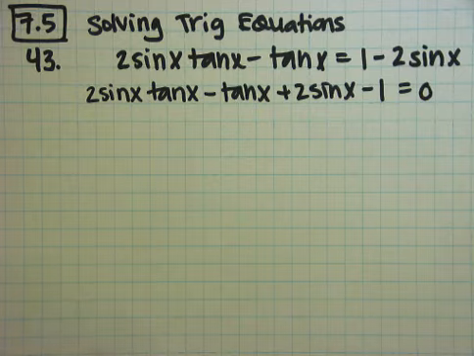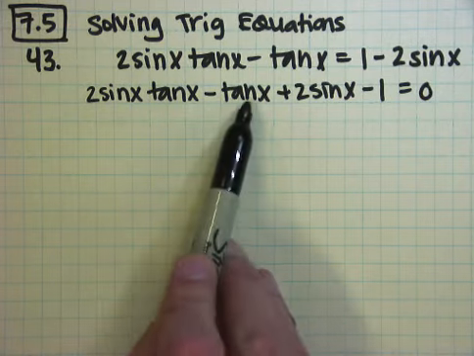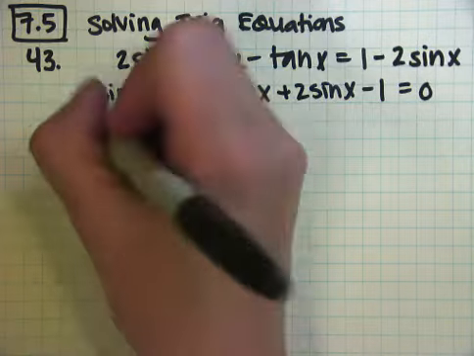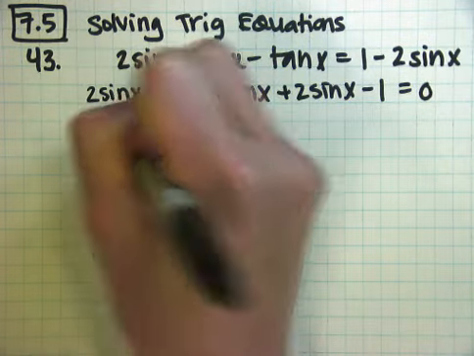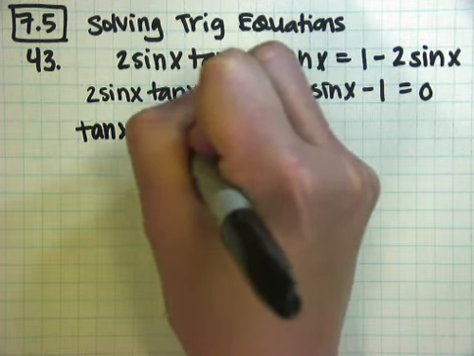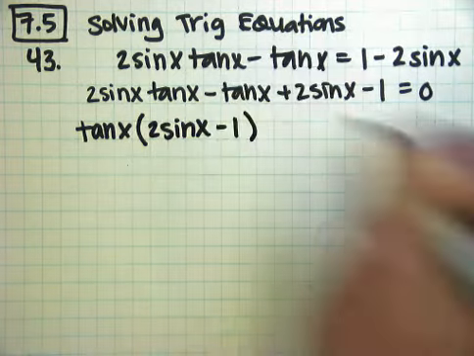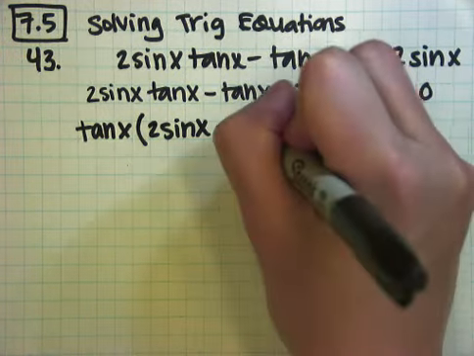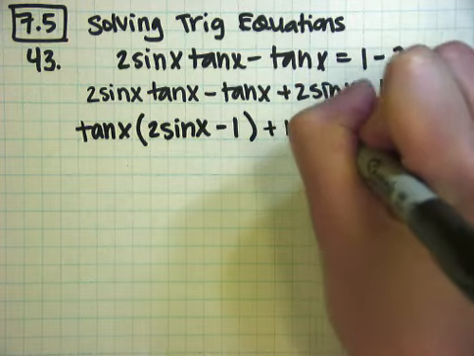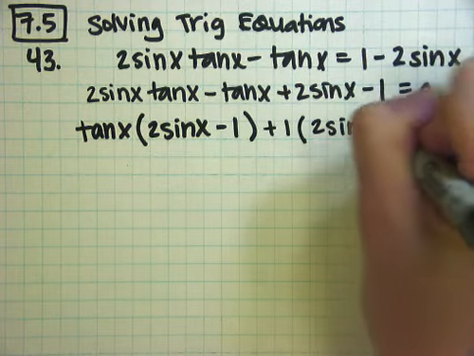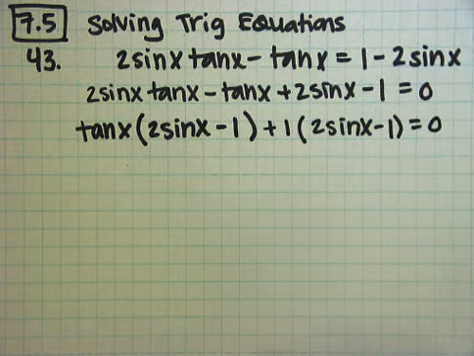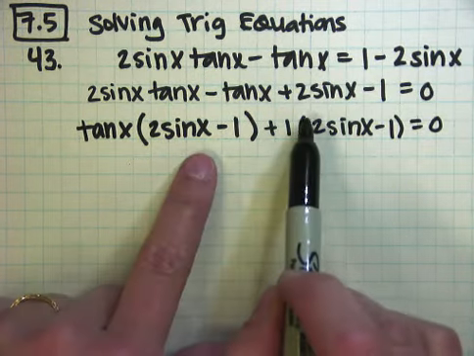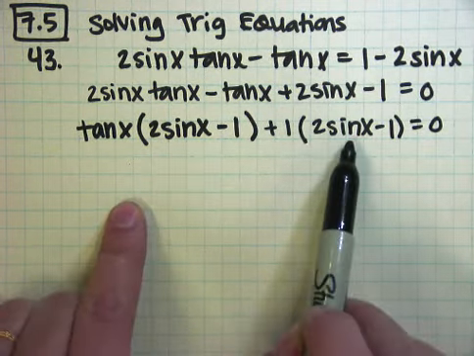So if I'm going to group, what could I take out of the first 2 terms? I could take a tangent of x out, right? If I take a tangent of x out, I get 2 sine x minus 1. And here I have a 2 sine x minus 1 already, so I'm going to take a 1 out. And I have 2 sine x minus 1 in parentheses again. So factor by grouping, you have to factor something out of each of the 2 terms so that you get the same thing in the parentheses.